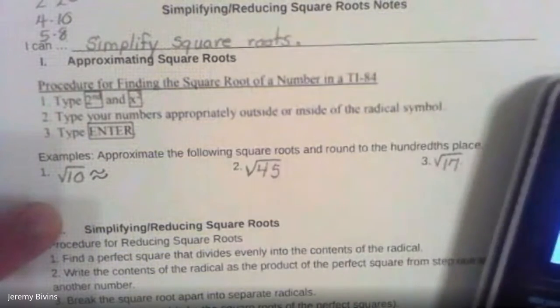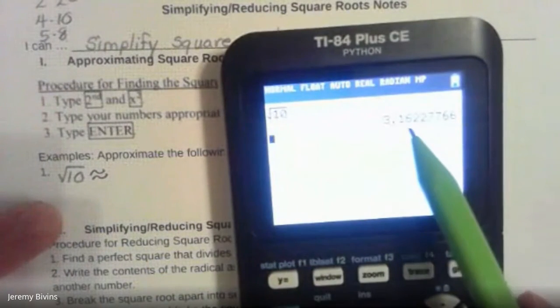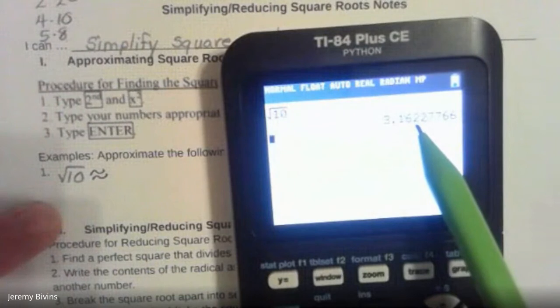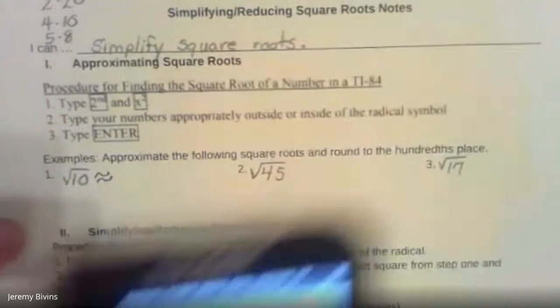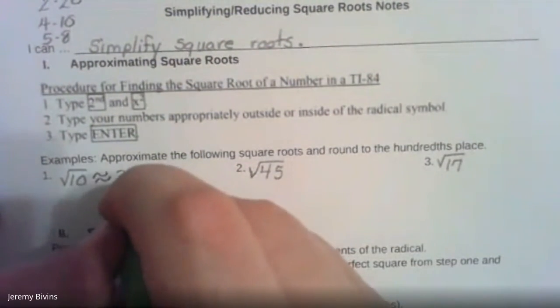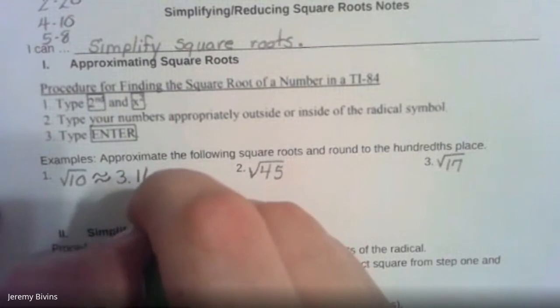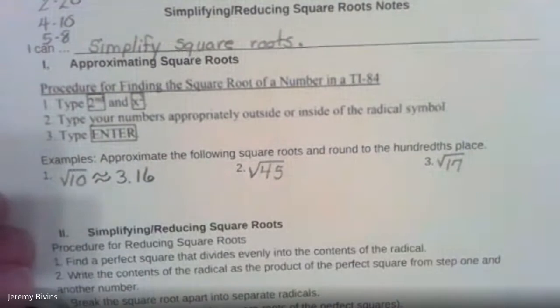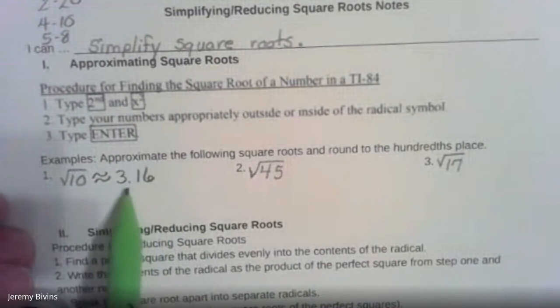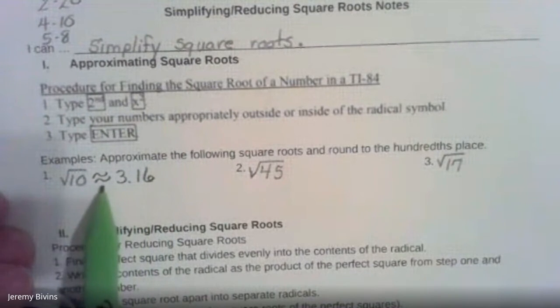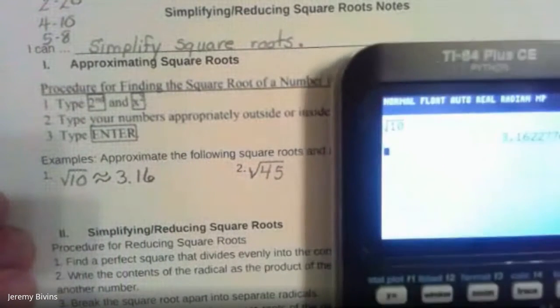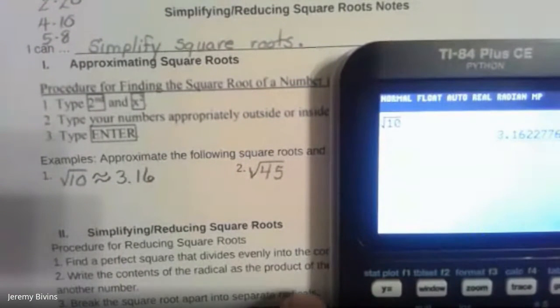Now it says round this to the hundredths place. So after the 6, I look, it's less than 5. So I keep 6 where it is. So this is approximately 3.16. So when you see the words approximate, that means give me a decimal, and your answer should involve this symbol.